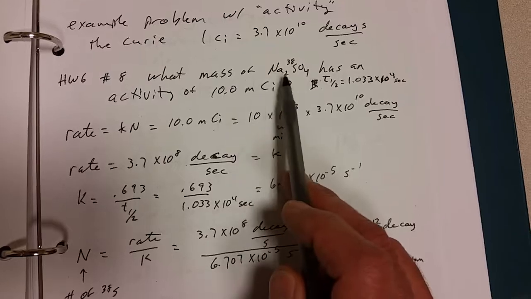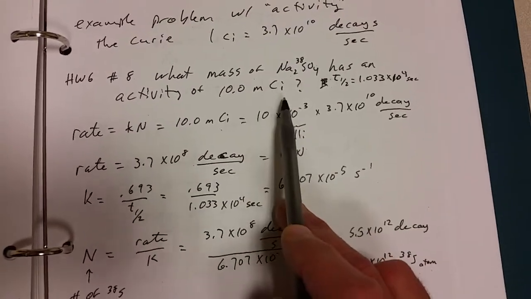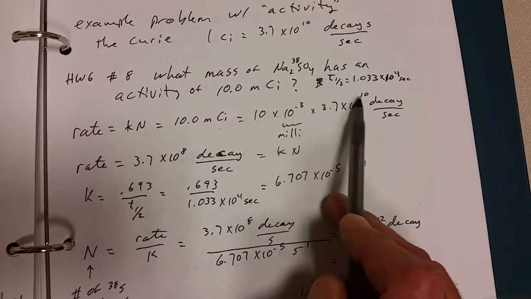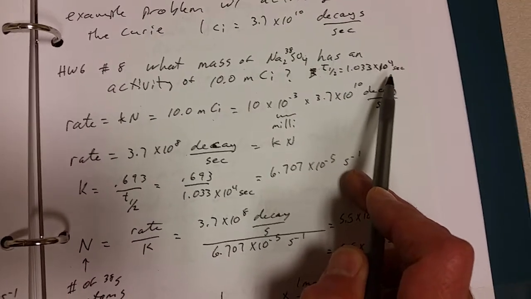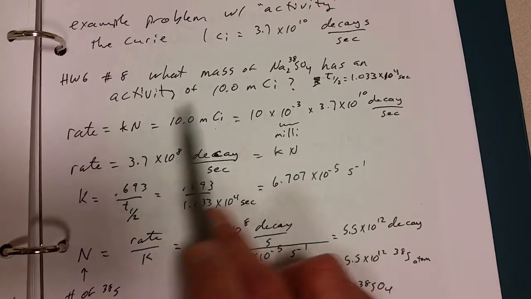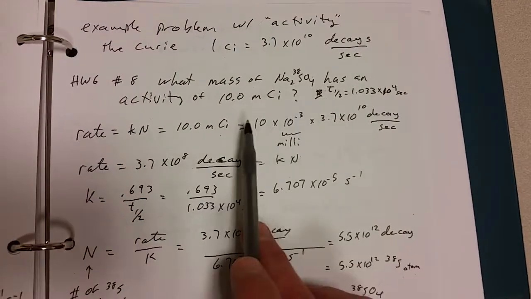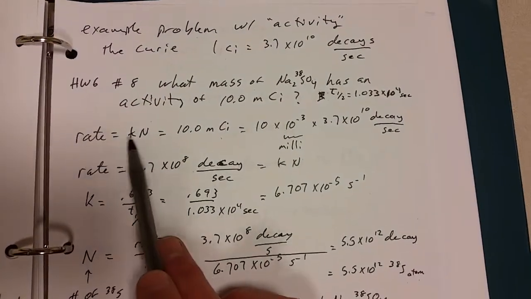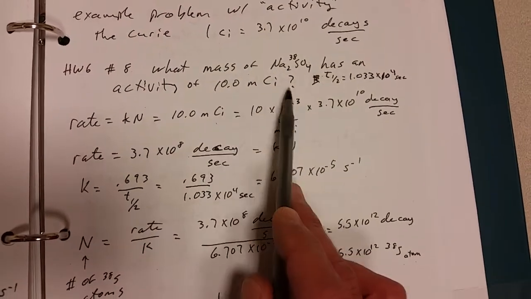And it says what mass of sodium sulfate has an activity of 10.0 millicurie, and it gives the half-life of that as 1.033 times 10 to the 4th seconds. Okay, so we want to find the N essentially, because that's going to give us the mass of this substance that is decaying. Rate equals kN. The rate equals 10 millicuries. That was given to us.